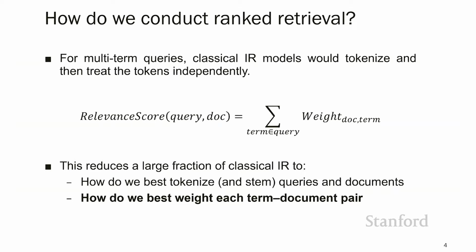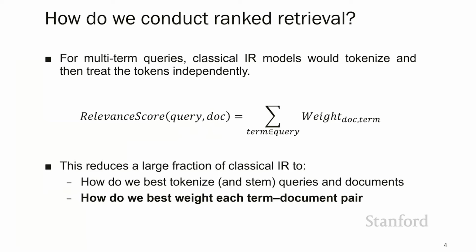When we have multiple terms in the same query, classical IR tends to treat them independently. So we would basically add the weights up across all of the terms in the query per document, and that's the score for the document. This is precisely the computation that's shown here, where we compute the relevance score between a query and a document. We would go over all the terms in the query and simply add the corresponding document term weights for all of these terms for that document.